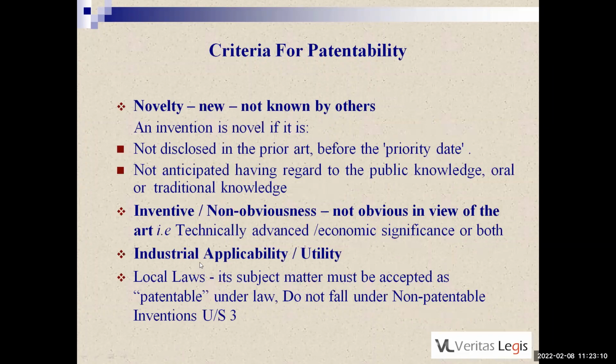Next slide. Now, as I explained the basics, what is the criteria for patentability? It should have novelty. That is, it should be new, not known by others. When is an invention novel? It is novel only once it is not disclosed in the prior art. I have some idea, I have developed an invention, but it should not be present before my development. It should be new, that no one has thought about it. It should not be disclosed in the prior art before the priority date. Priority date is the date of filing of the patent application.